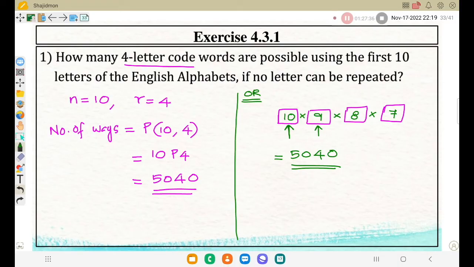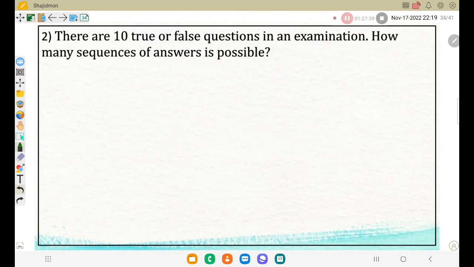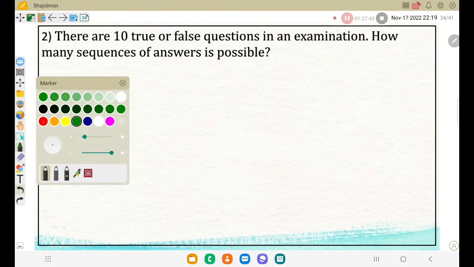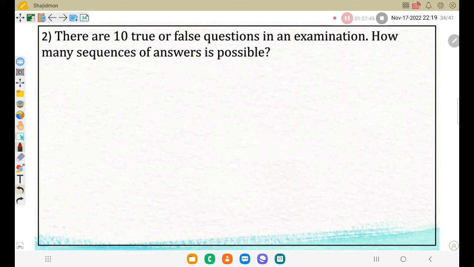Okay, let me go to the second question. Question number 2. There are 10 true or false questions in an examination. How many sequences of answers are possible? That is the question.